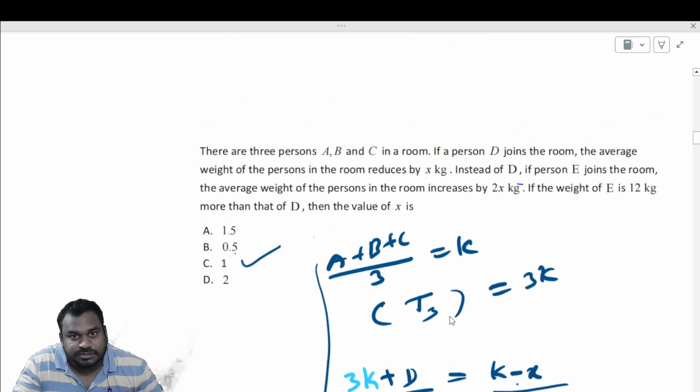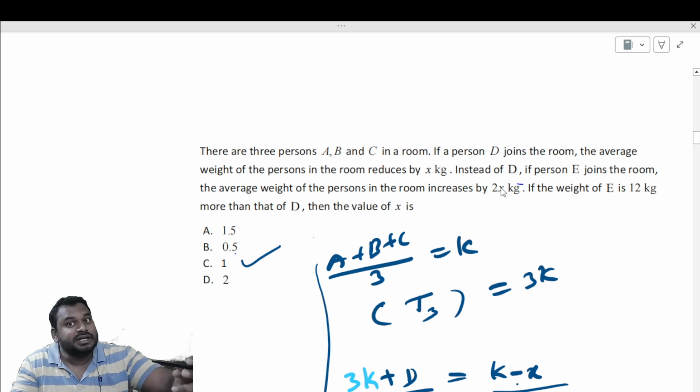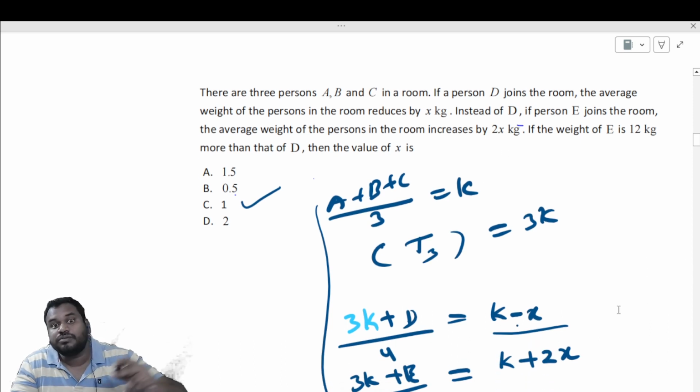Kg or x grams. When D joins, it is increased by x kg. When E joins, it is increased by 2x. So their difference is nothing but 3x. 3x is nothing but the difference of E and D. So E minus D, but it should be divided by 4 because there are 4 members.